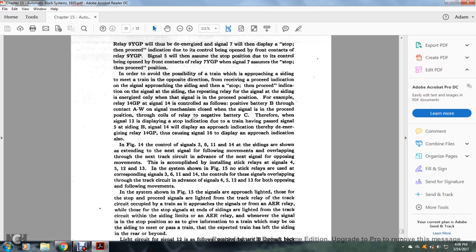For example, relay 14GP of signal 14 is controlled as follows: positive battery B through the contact AW of the signal mechanism, closed with the signal in the proceed position, through the coil of the relay to negative battery C. When signal 12 is displaying a stop indication, due to the train having passed signal 5 and siding B, signal 14 will display an approach indication, therefore de-energizing relay 14GP, causing signal 16 to display an approaching indication also.